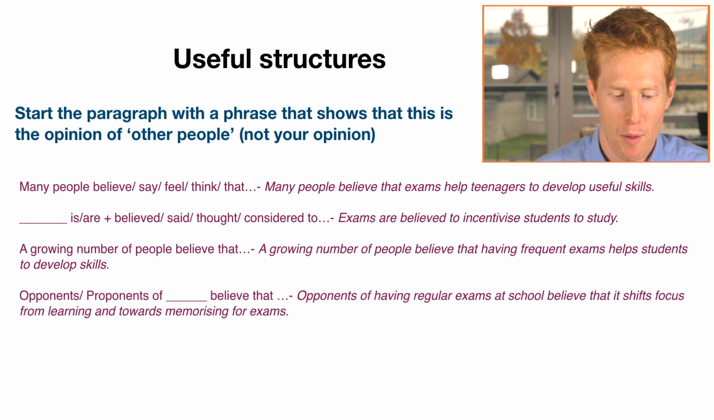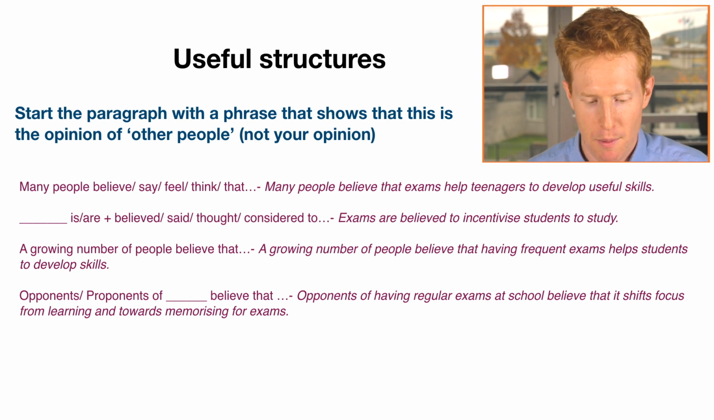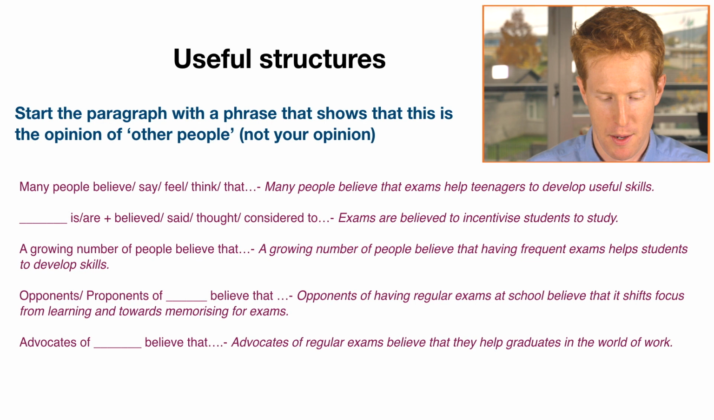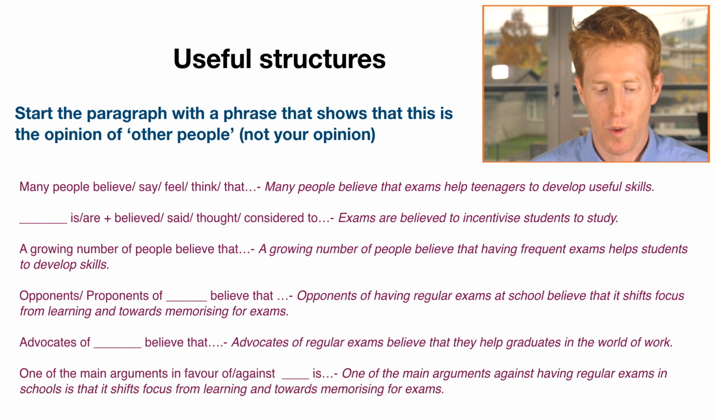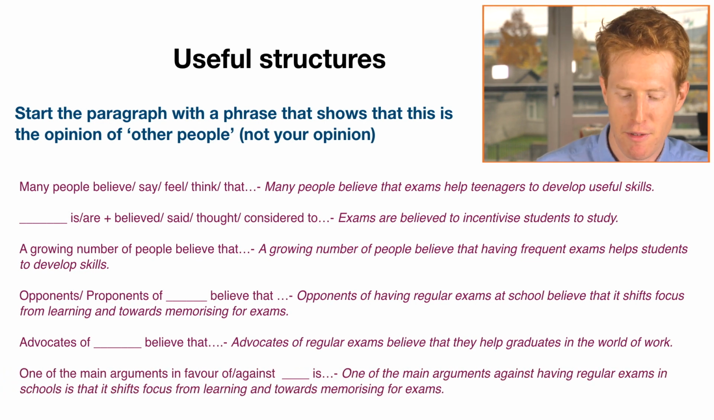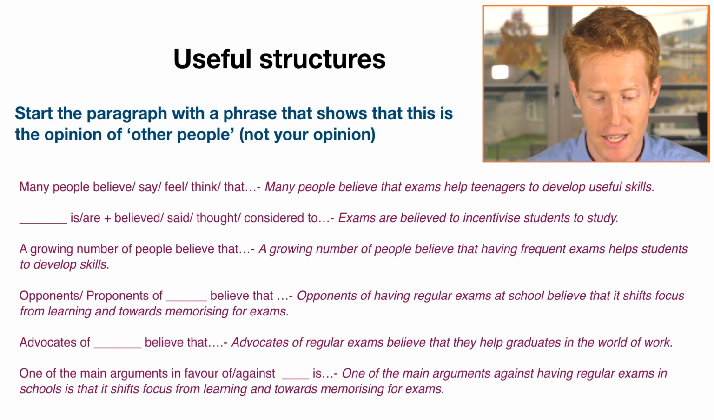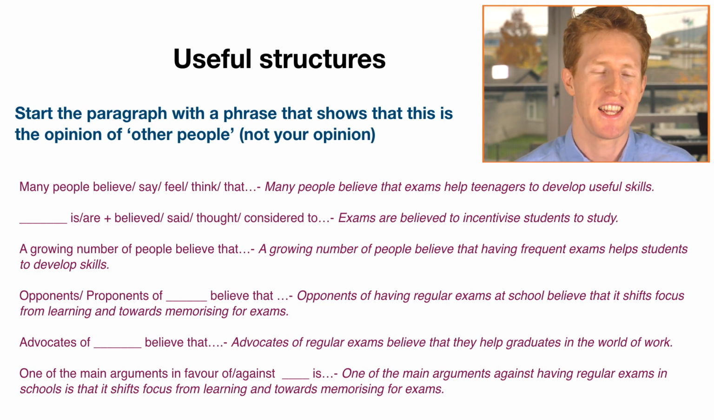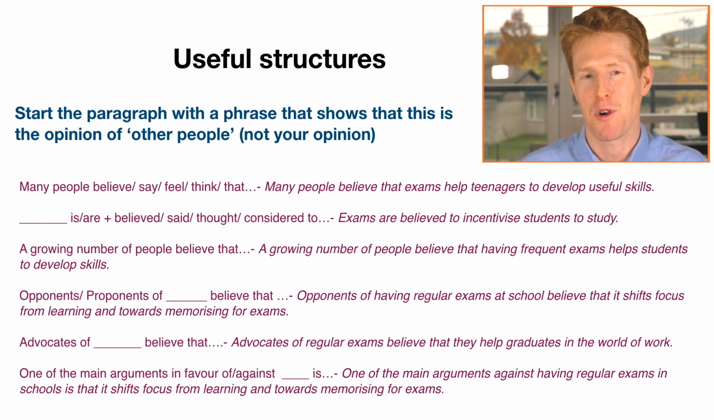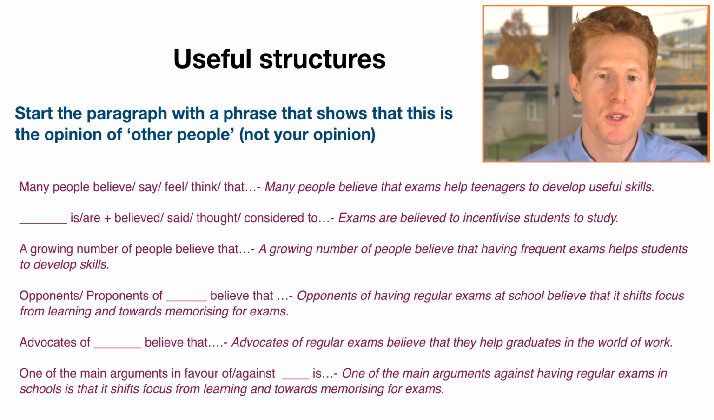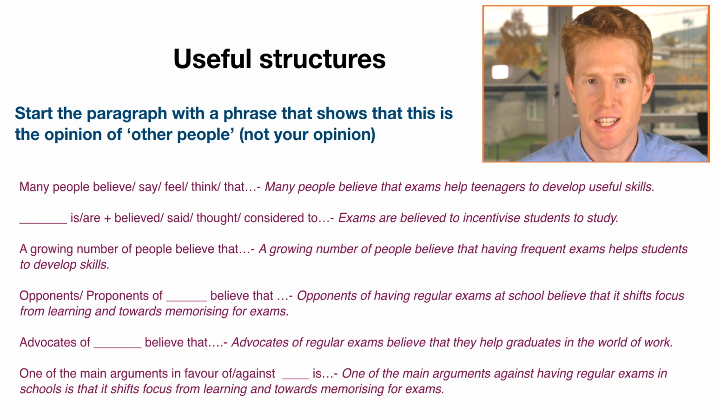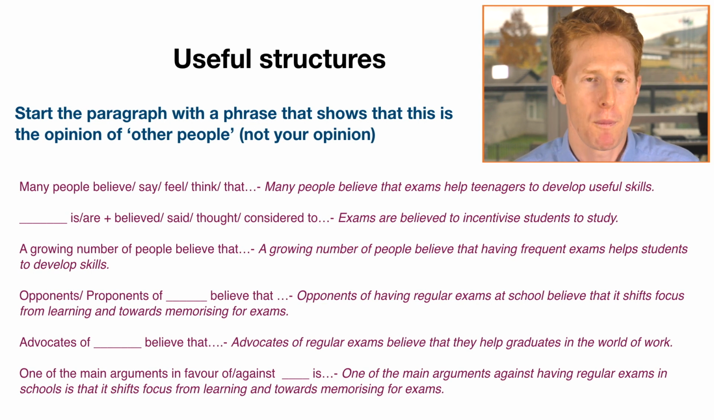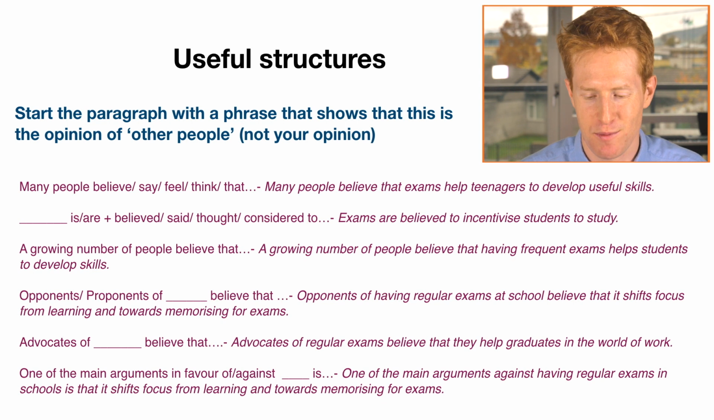We could say opponents or proponents of something believe that. Advocates of something believe that. One of the main arguments in favor of or against something is. So again, what we're trying to do here is distance ourselves from this idea. And the reason we're distancing ourselves from this idea is because we're going to include a rebuttal. So we're going to say why we don't believe in that idea.